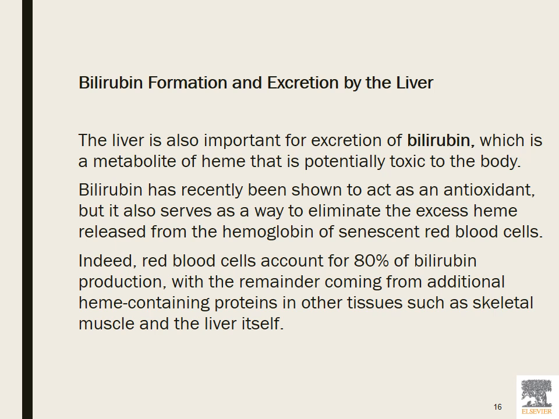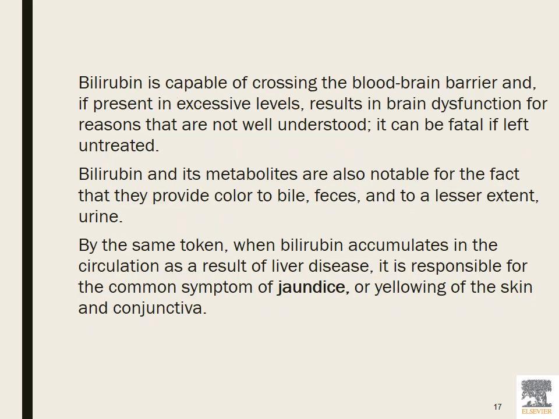Indeed, red blood cells account for 80% of bilirubin production, with the remainder coming from additional heme-containing proteins in other tissues such as skeletal muscle and the liver itself. Bilirubin is capable of crossing the blood-brain barrier and, if present in excessive amounts, results in brain dysfunction for reasons that are not well understood. It can be fatal if left untreated.